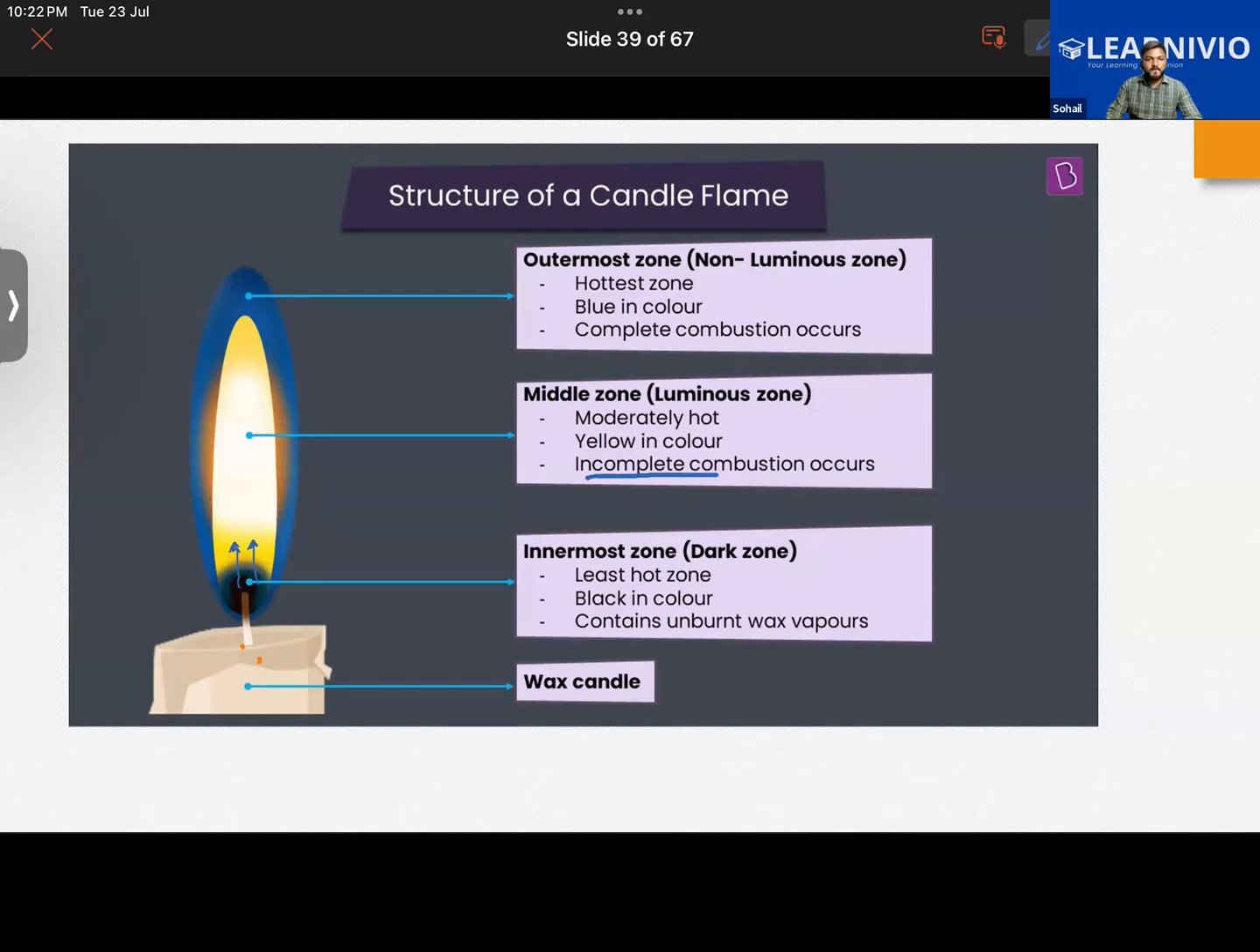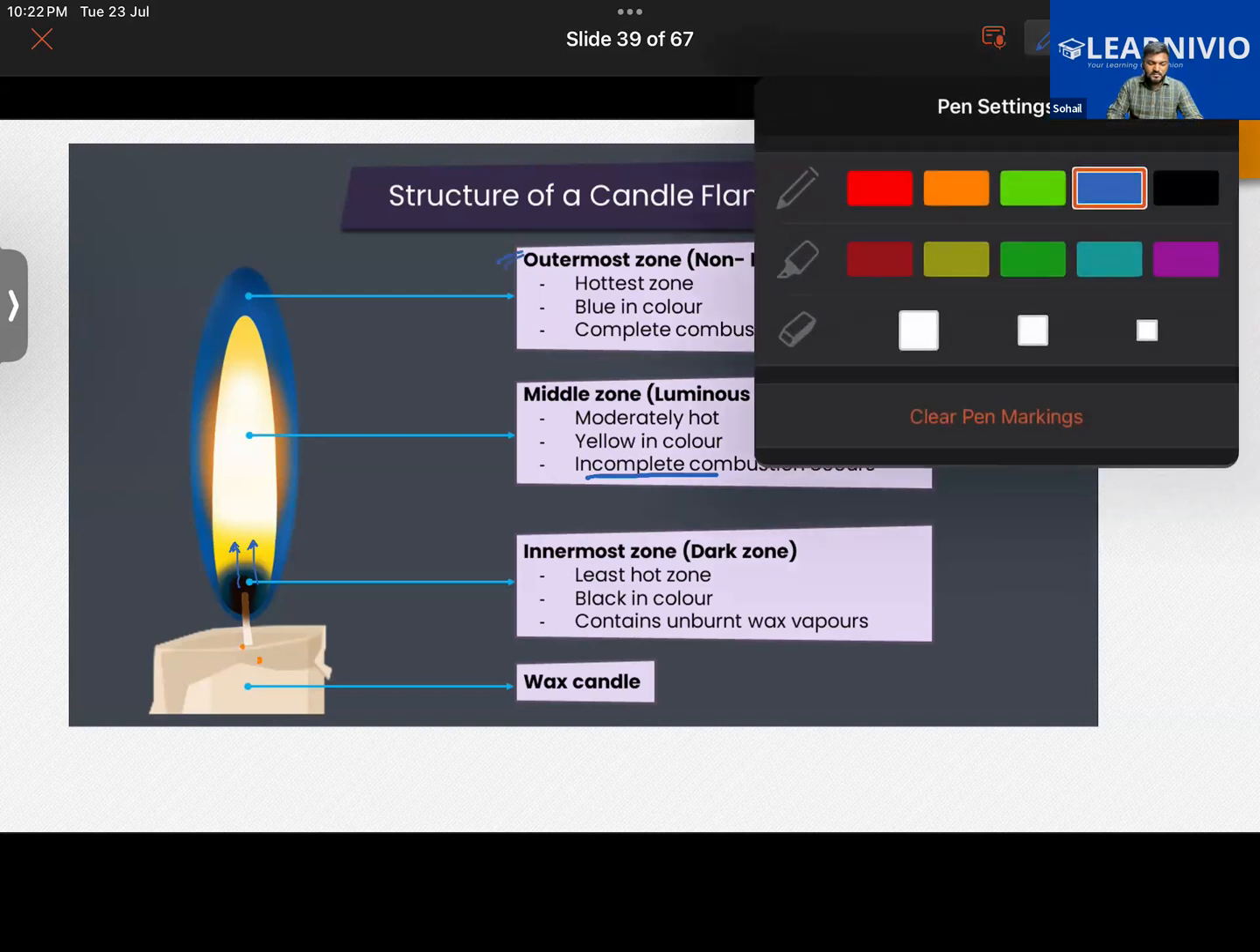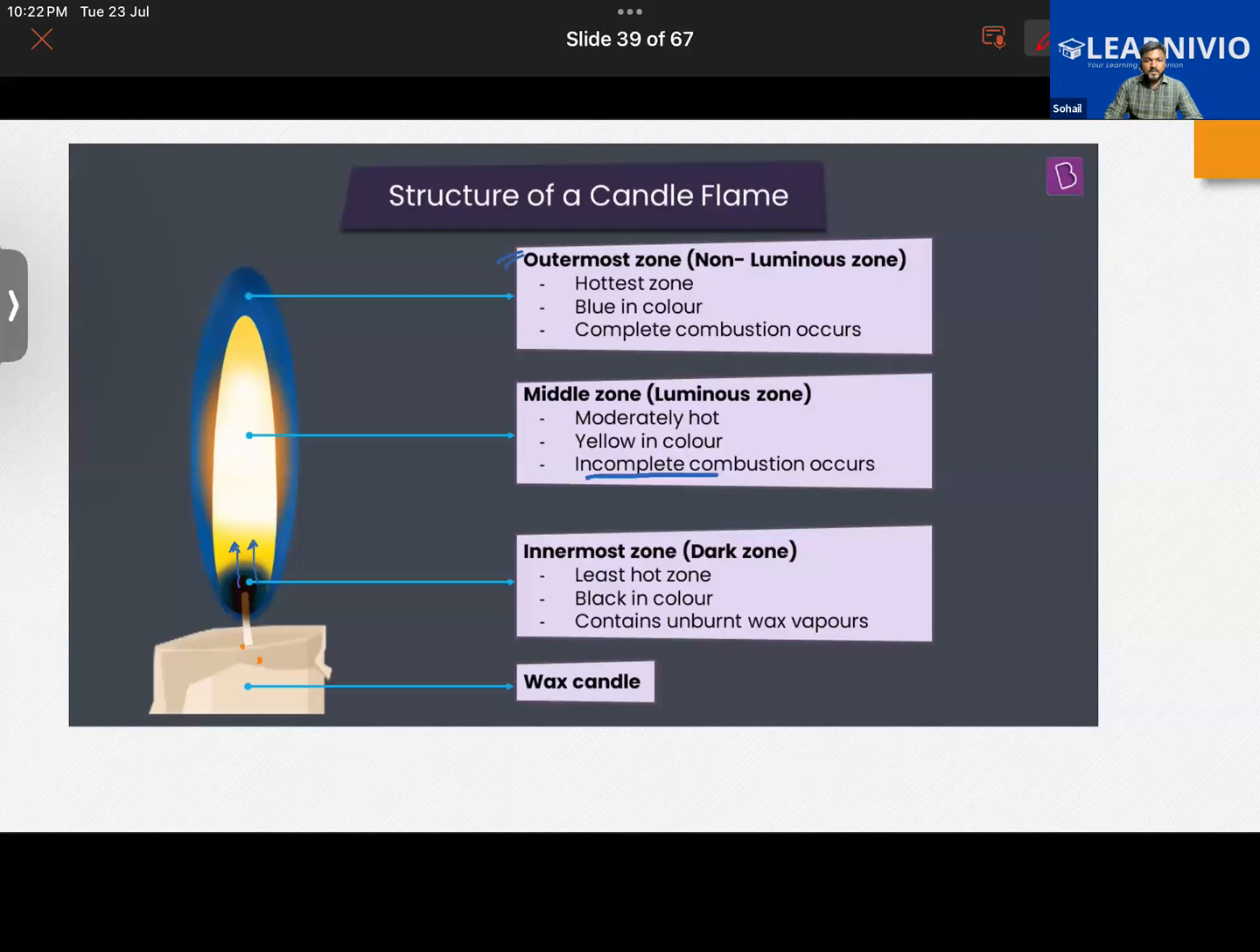Furthermore, after this we have the outermost zone. By the way, talking about the temperature, the middle zone would be moderately hot, neither too hot nor too low in temperature, basically lying between the temperature of the outermost zone and the innermost zone.